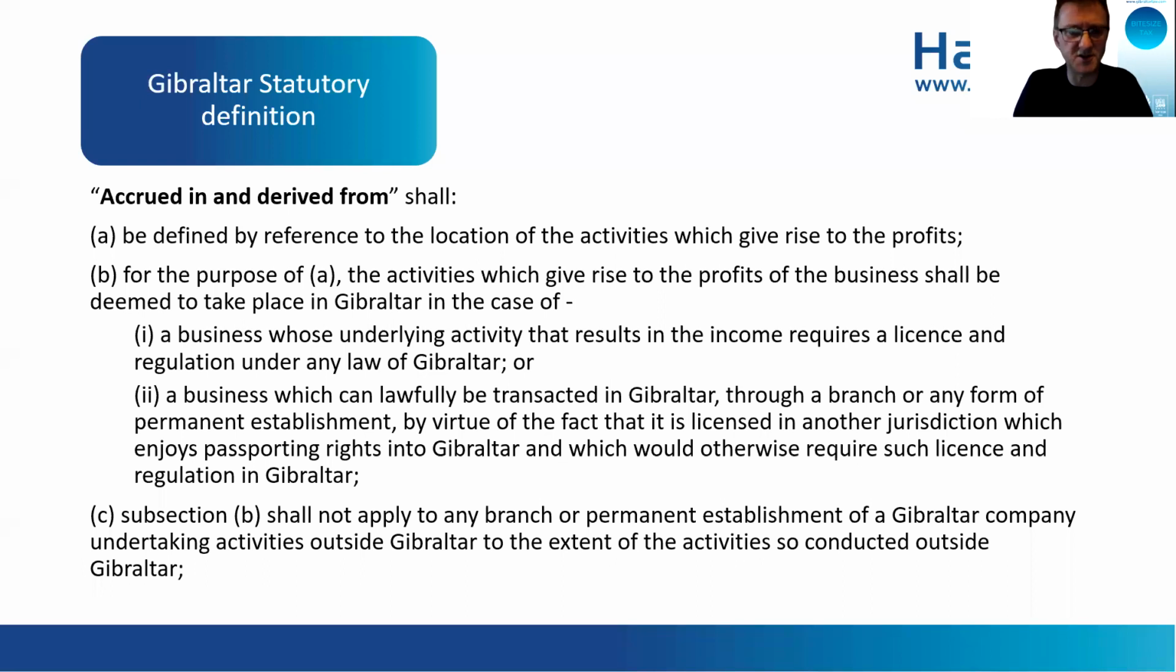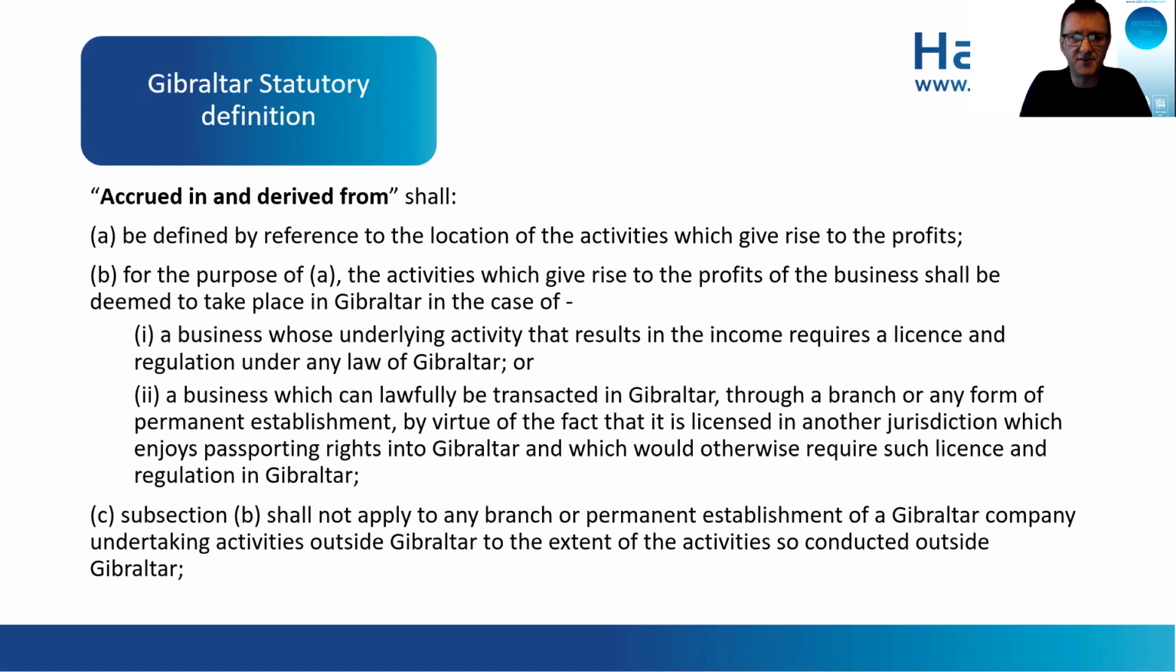So all companies will be charged when profits accrue and are derived in Gibraltar. The definition is, quote, "accrued in and derived from" shall, A, be defined by reference to the location of the activities which give rise to the profits. That is the definition of accrued and derived. And then in B, we have a deeming provision, which looks at licensing and regulation.